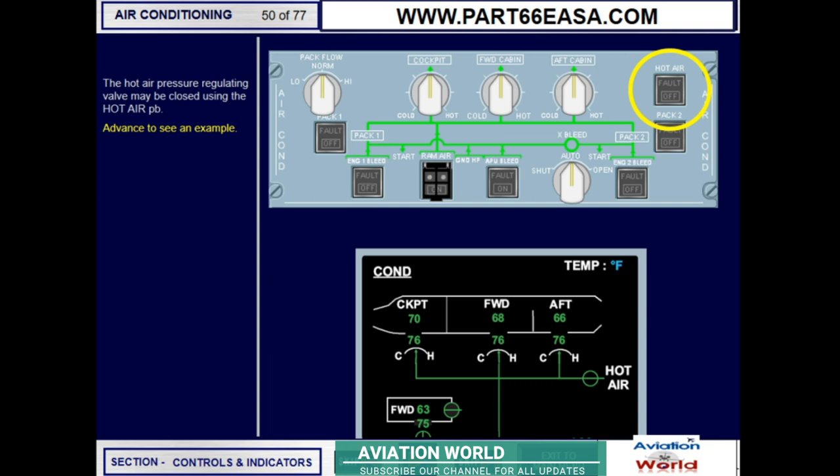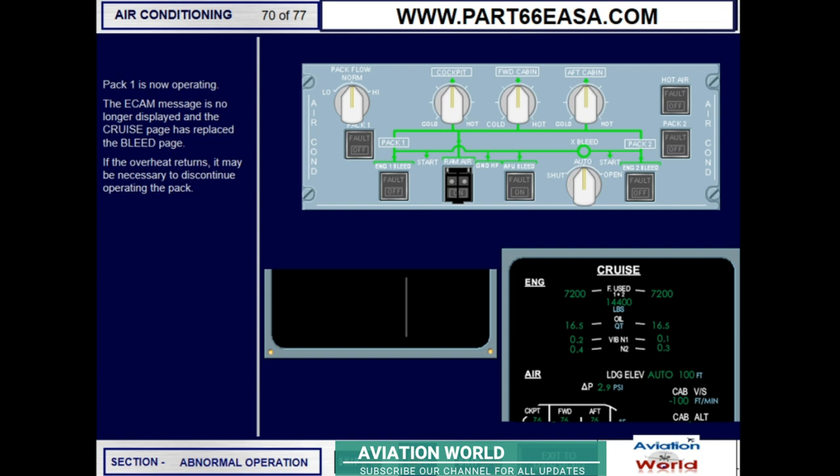The fault light has extinguished. The temperature indication on the bleed page is now displayed in green. Advance to select pack 1 push button on. Pack 1 is now operating. The ECAM message is no longer displayed, and the cruise page has replaced the bleed page. If the overheat returns, it may be necessary to discontinue operating the pack.